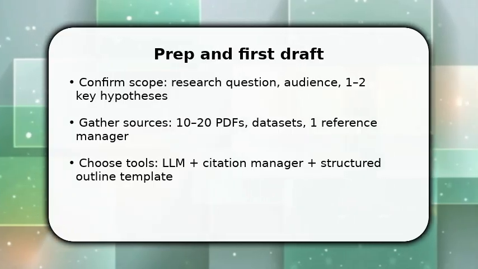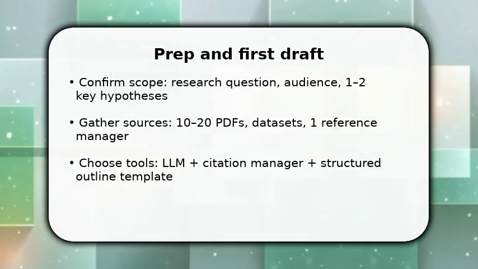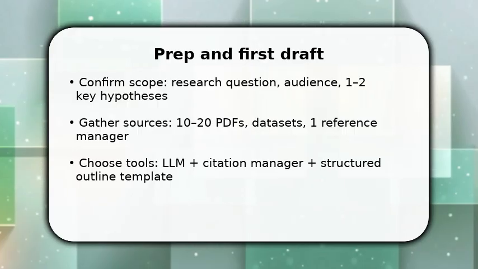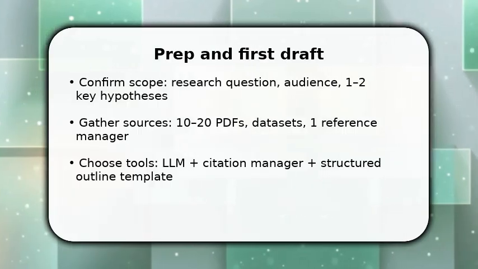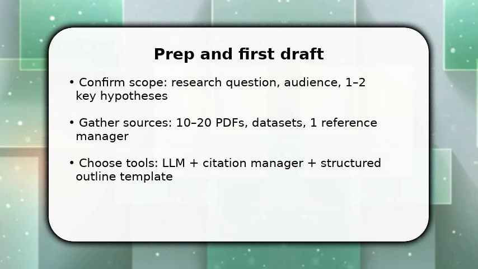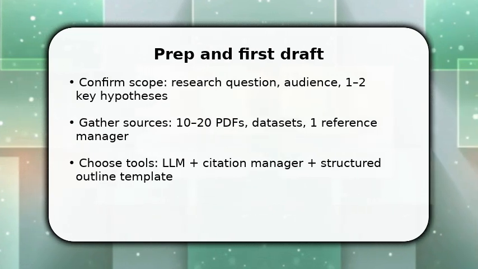Then prompt the AI to draft the introduction using your outline and 3 key citations. Give the model constraints on tone, word count, and novelty. This gets a first draft you can iterate on immediately.